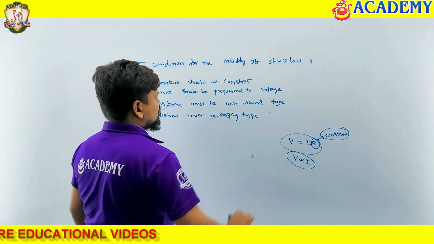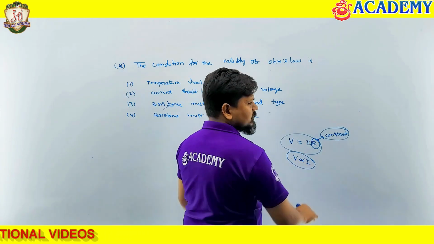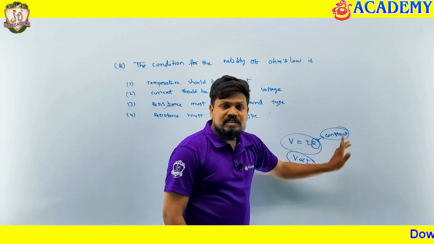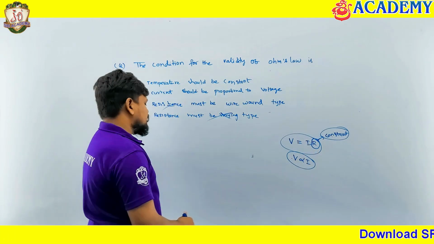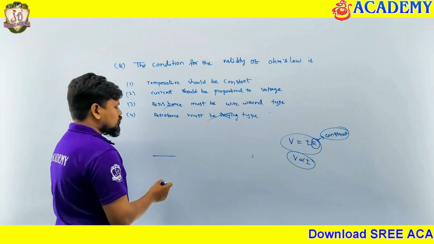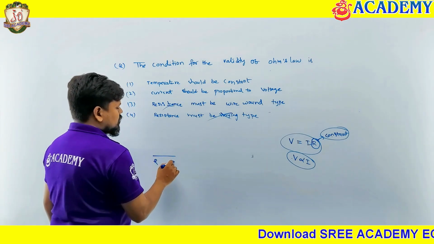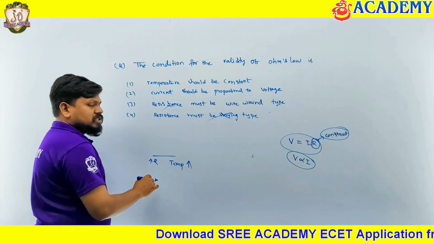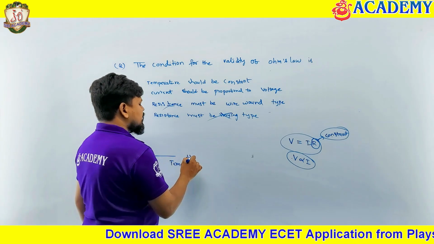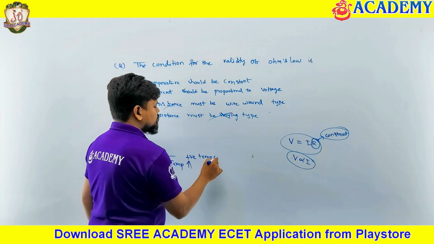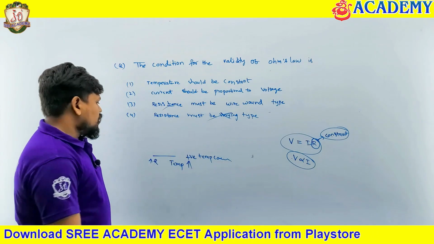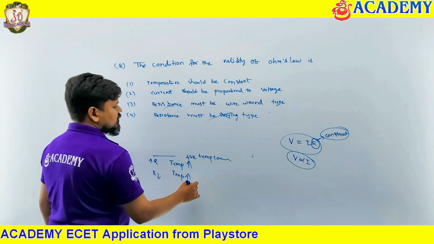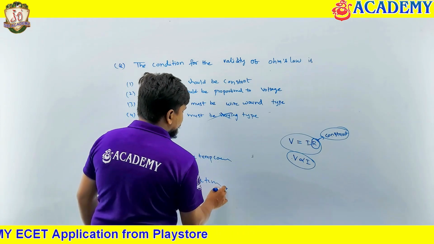Current should be proportional to voltage. That is only Ohm's law, but it is satisfied only whenever resistance is constant. How is resistance constant? For any of the conductors, resistance depends upon temperature. If temperature increases, resistance increases, then that type of material has a positive temperature coefficient. If temperature is increasing and resistance decreases, that is a negative temperature coefficient material.